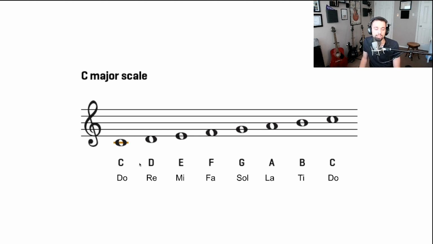What you see with these notes is a C major scale. It's just going from C to C. And it consists of every single letter happening in the musical alphabet without flats or sharps. So C, D, E, F, G, and it starts over again at then A, B, and then C.